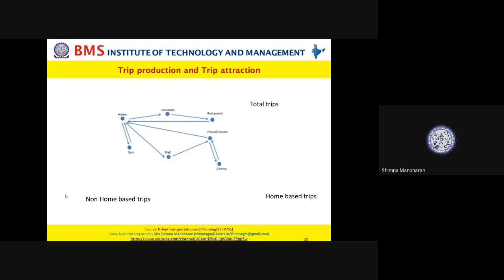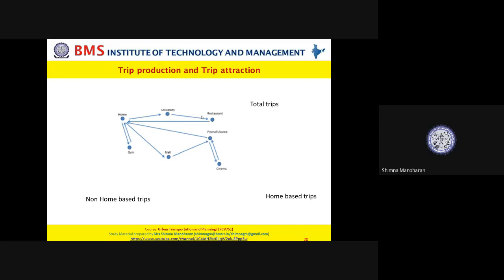How many non-home-based trips? Obviously, the remaining four will be non-home-based trips, right? Five, ma'am. Five, you're having non-home-based trips? From home to gym, home to mall, and friend's home to cinema. No, no, home, no. Non-home-based trips means any other trip where home is not involved. But we are traveling to a different destination, ma'am. No, in this case, see, from university to restaurant, you have one. Here, neither end is home, right?